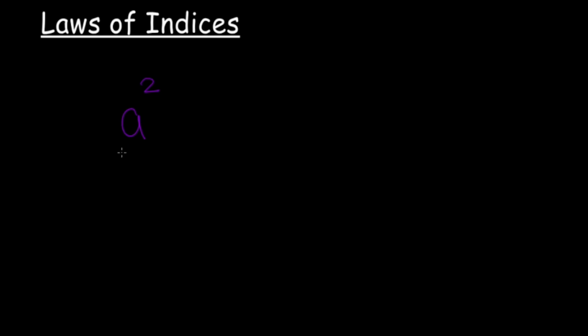If I write a squared, we know that the a would be the base and the 2 would be referred to as the index, power, or exponent. Now, a squared is the same thing as saying a times a. Whatever the number is raised to is telling us that the number will be multiplied that number of times. So a squared, or a to the second power, is just saying that a is being multiplied by itself.